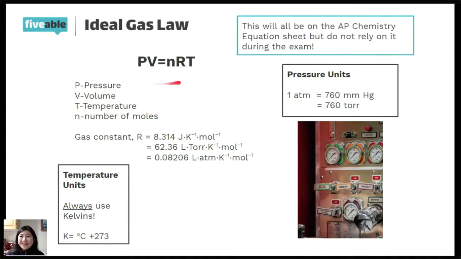Again, this will all be on the AP Chemistry equation sheet, but be very familiar with PV equals nRT, because this equation is going to pop up everywhere, and it will save you so much time if you know it by heart and know how and when to use it. For the multiple choice questions on the AP exam, speed is key, and knowing this equation is absolutely important. I think it is the most important equation for AP Chemistry, so you want to know it by heart.